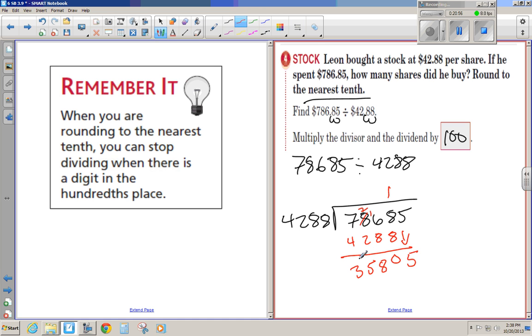Goes into that. Oh man. 4 into 35, 8 times. Lining up our decimals. 8 times. Let's see if I did it right. 8 times 8 is 64. Carry the 6. 8 times 8 is 64, plus 6 is 70. 8 times 2 is 16, plus 7. 8 times 4 is 32, plus 2.